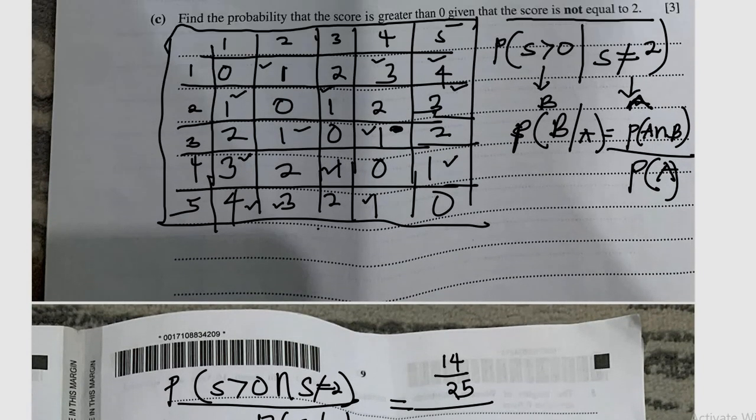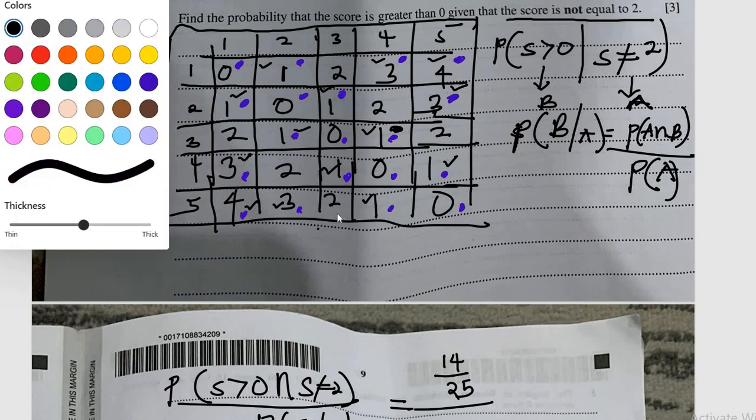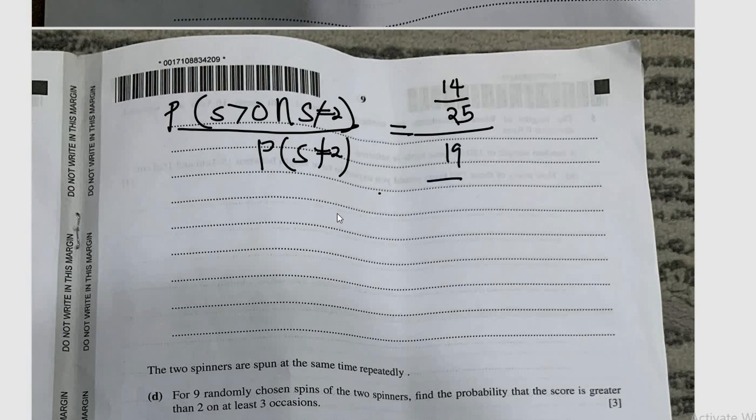So the probability that x is greater than 0 but not equal to 2 is 14 over 25, divided by the probability of x not equal to 2, the ones that are not equal to 2. Let me change my pen to do that one. So not equal to 2, we have 1, 2, 3, 4, 5, up to 19. Not equal to 2, they are 19. So it's 19 over 25.